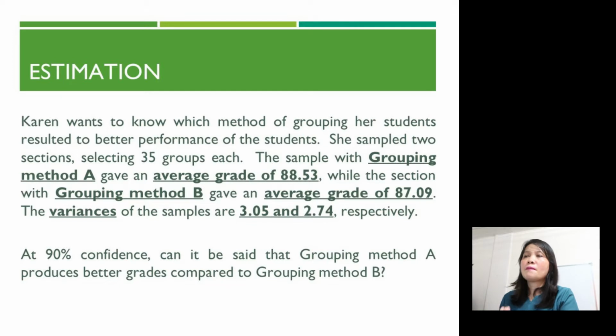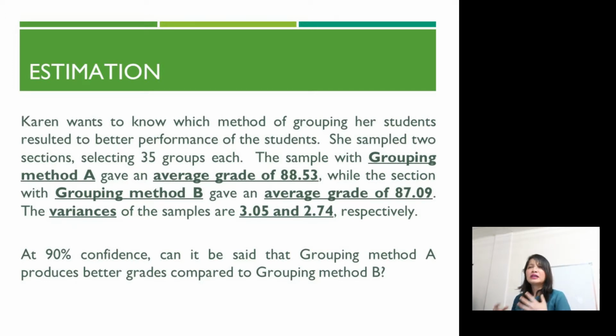The sample with grouping method A gave an average grade of 88.53, while section B gave an average of 87.09. The variances of the samples are 3.05 and 2.74 respectively. At 90% confidence, can it be said that grouping method A produces better grades compared to grouping method B?